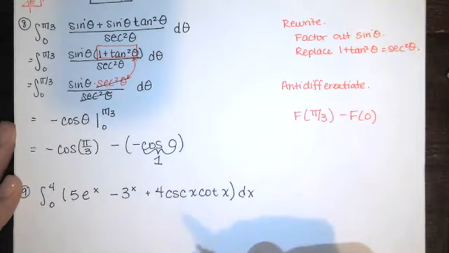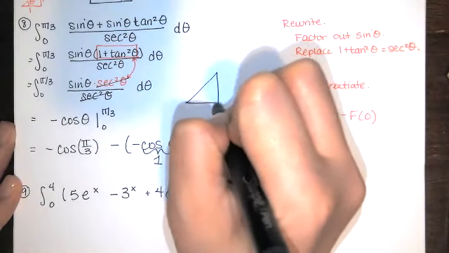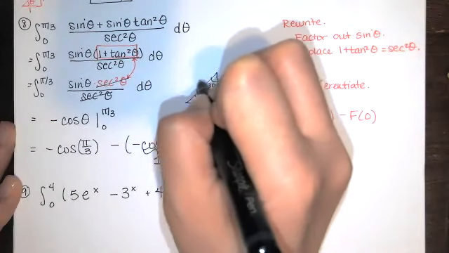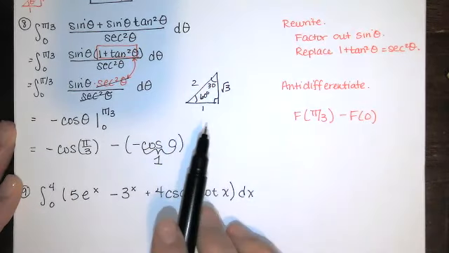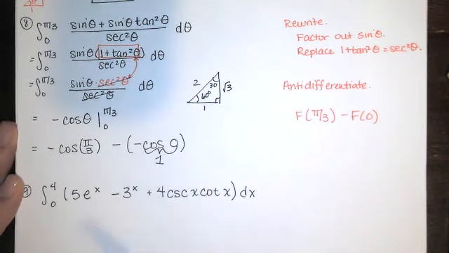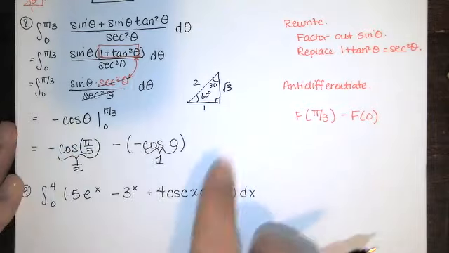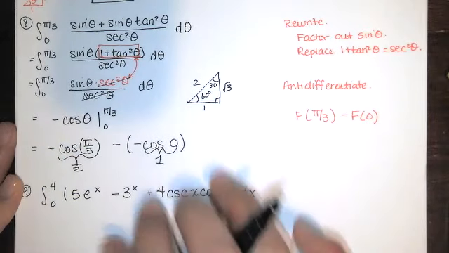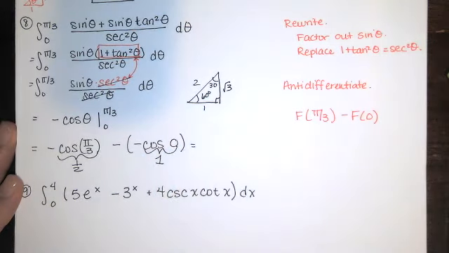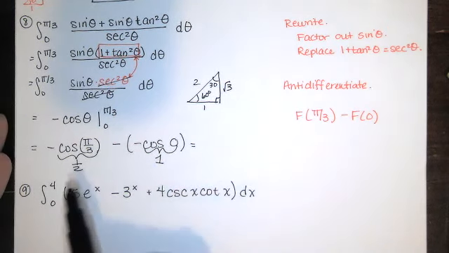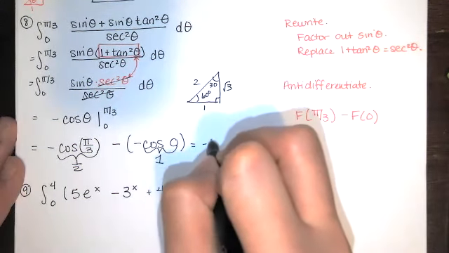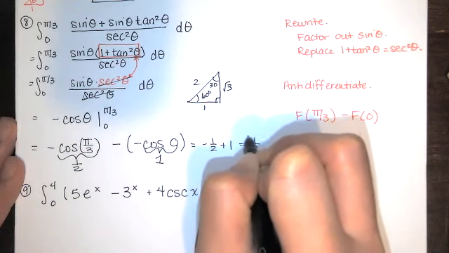Cosine of 0 is 1. Cosine of pi over 3, it's a 60-degree angle. That's a 1, 2, square root of 3 triangle. The cosine of that angle is adjacent over hypotenuse, so it's 1 over 2. I have none of those memorized. I have 2 triangles memorized and a unit circle, and that's all I need to get me any value that I need to find with special angles, you know what I mean. Okay, so I've got negative 1/2 minus a negative 1, so that's negative 1/2 plus 1, so it simplifies to 1/2.